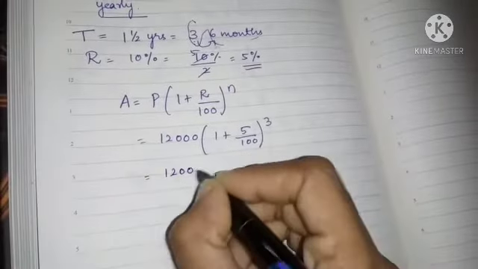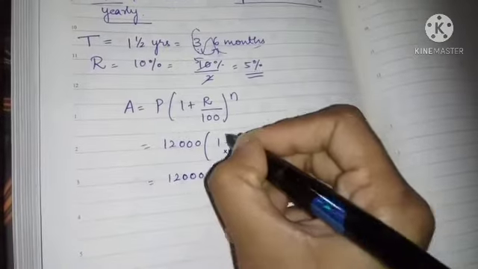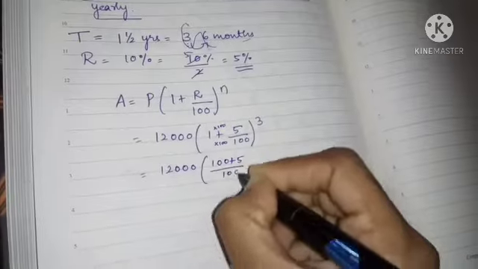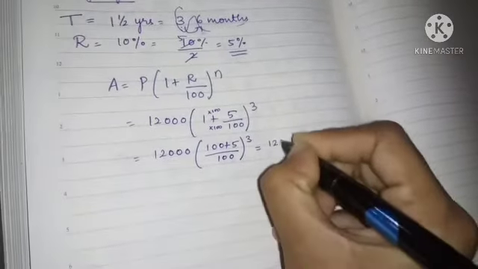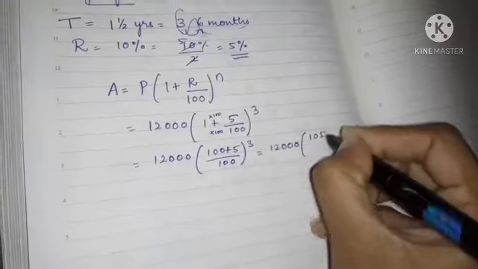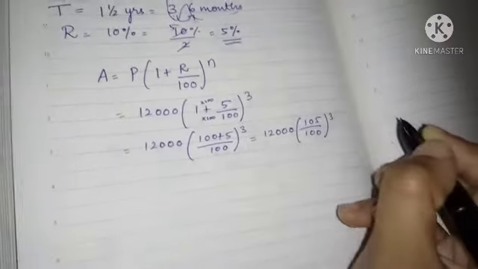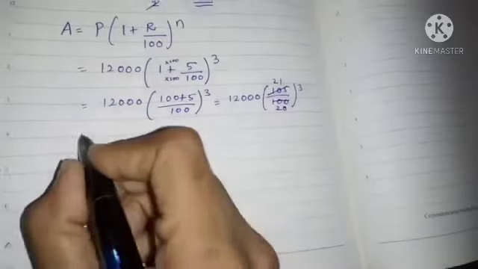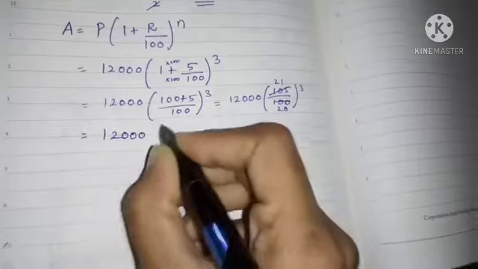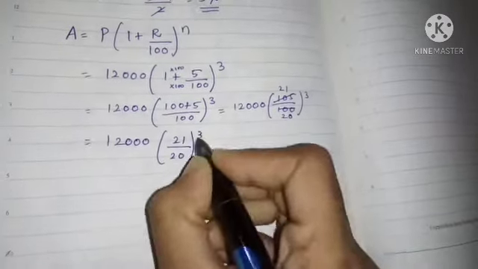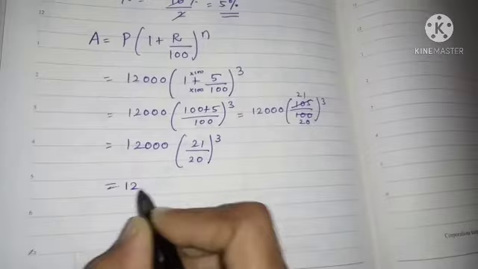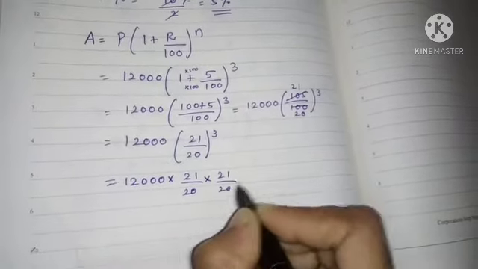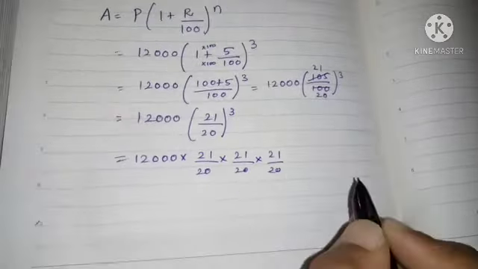So 12,000, LCM you can take it. (100 plus 5) divided by 100, the whole power 3. That is 12,000 into (105 divided by 100) the whole cube. If you want, you can cancel this: 21 by 20. So 12,000 into (21 by 20) the whole cube. So 12,000 into 21 by 20 into 21 by 20 into 21 by 20.